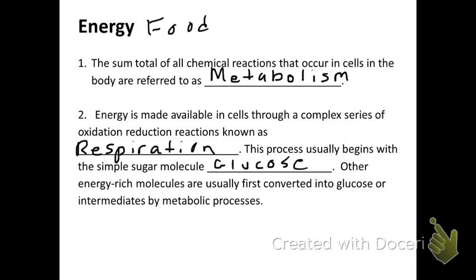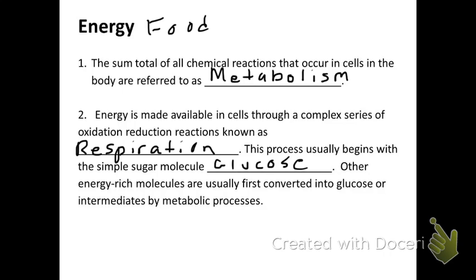Other energy-rich molecules are usually first converted into glucose or intermediates by metabolic processes. That just simply means that we can use proteins, nucleic acids such as DNA or RNA, and fats. Those fats sometimes we convert into glucose first, or into molecules that are a little bit down the line, and then use those to create energy as well.